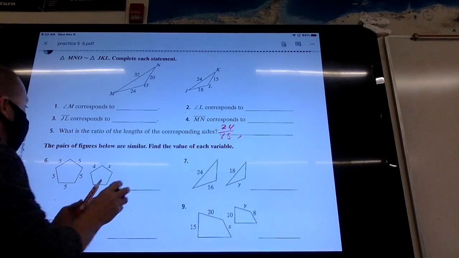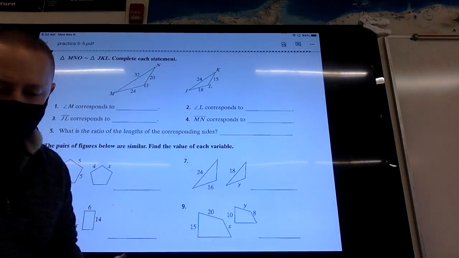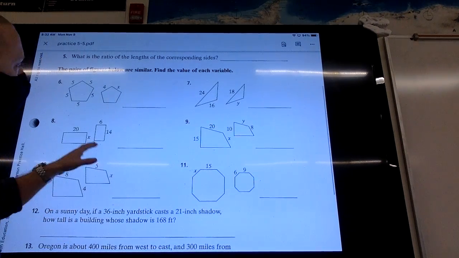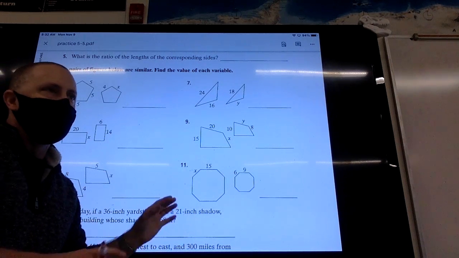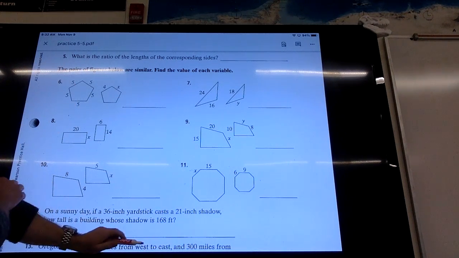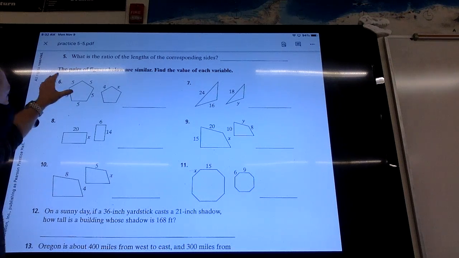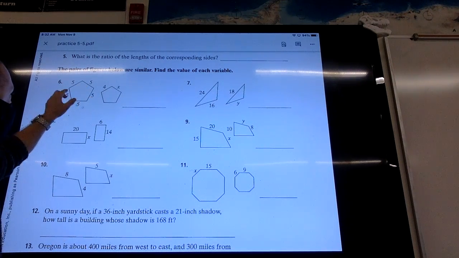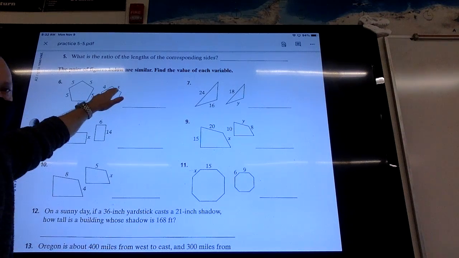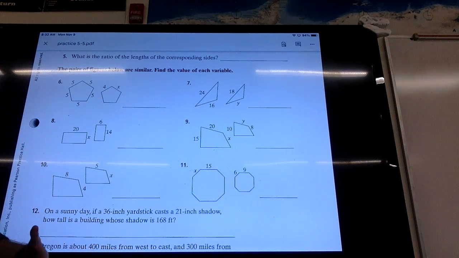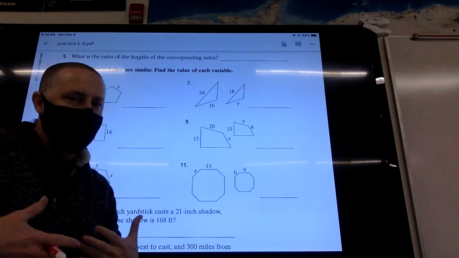From that spot, if you move down to the next section of the page, it says the pairs of figures below are similar, which means they're all the same shapes but all different sizes. This is a pentagon, with sides 2, 4, 5, and each one is 5. By looking at this, you're going to guess, of course, that x equals 4, and you're going to be right. But if it wasn't such a nice little number, you'd have to actually work it out.